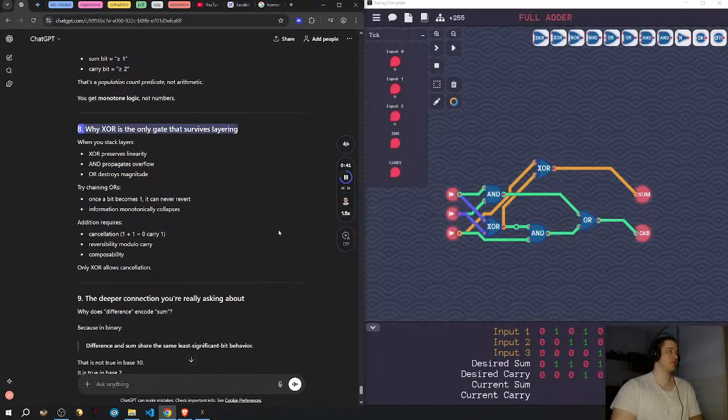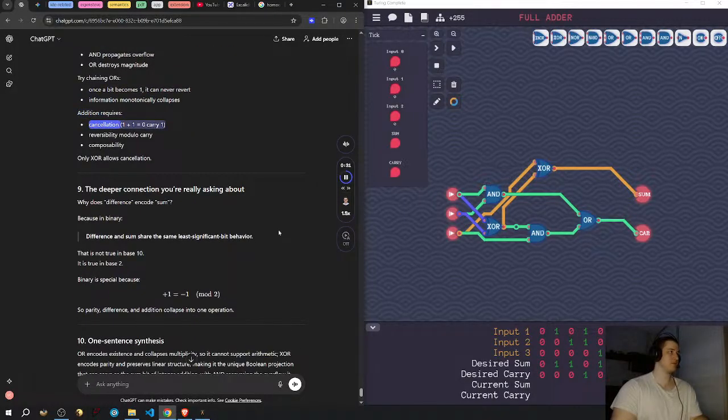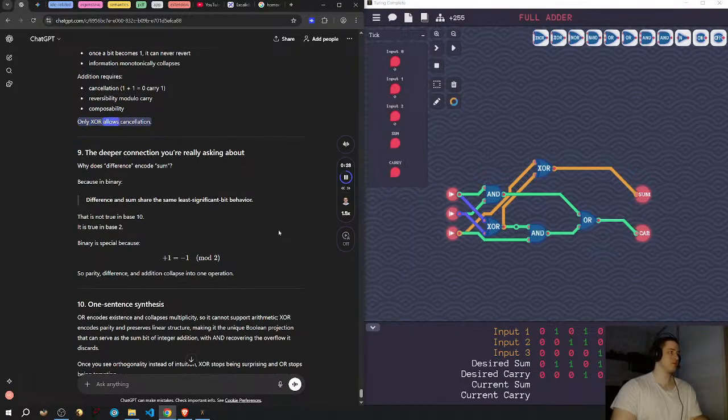8. Why XOR is the only gate that survives layering. When you stack layers, XOR preserves linearity and AND propagates overflow. OR destroys magnitude. Try chaining ORs. Once a bit becomes 1, it can never revert. Information monotonically collapses. Addition requires cancellation: 1 plus 1 equals 0 carry 1. Reversibility modulo carry. Composability. Only XOR allows cancellation.